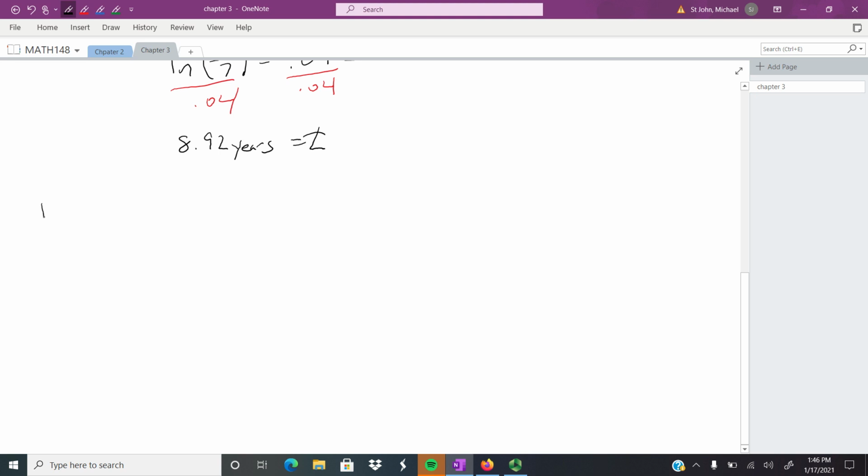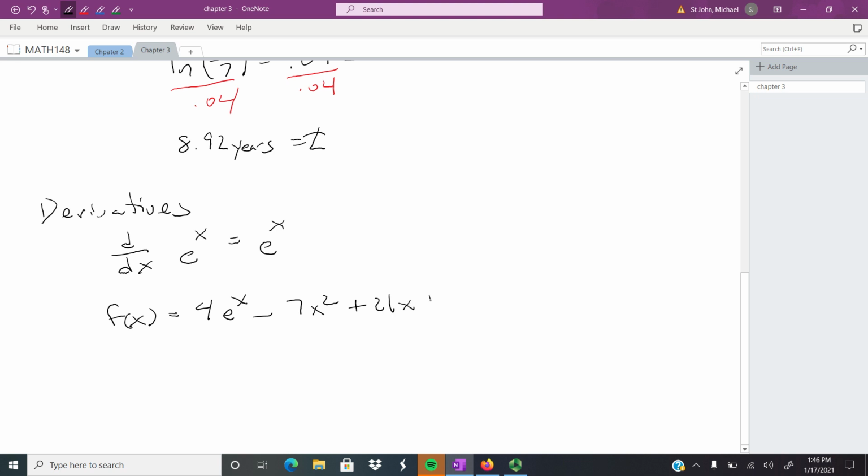So in terms of derivatives, it ends up that the derivative of e to the x is just e to the x. So if I had f of x equals 4e to the x minus 7x squared plus 21x plus 2, and I want to know what's the derivative, so f prime of x, well, this is going to be 4e to the x minus 14x plus 21.